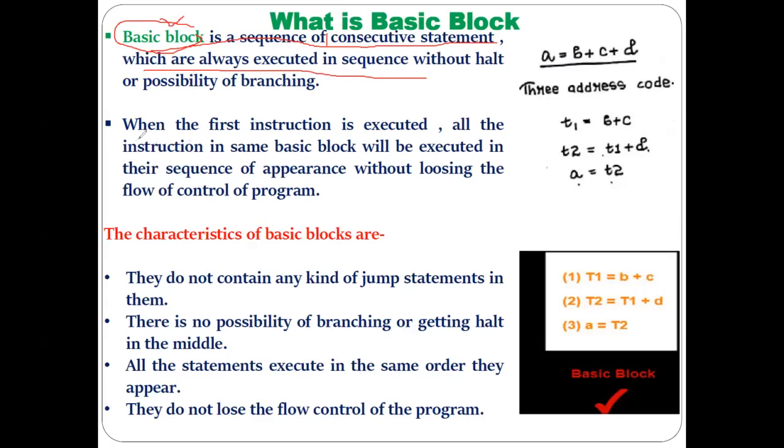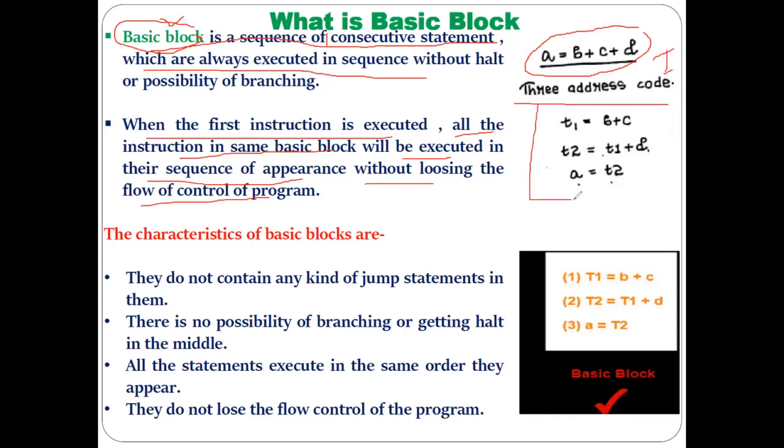In other words, when the first instruction is executed, all the instructions in the same basic block will be executed in their sequence of appearance without losing the flow of control of the program. Let's take an example here. This is the statement written: a is equal to b plus c plus d. Now, if you write the 3 address code for this as an intermediate code, then we get the 3 address code like this.